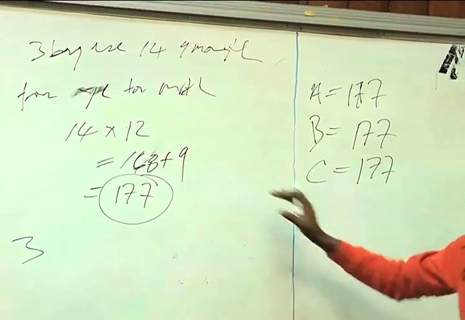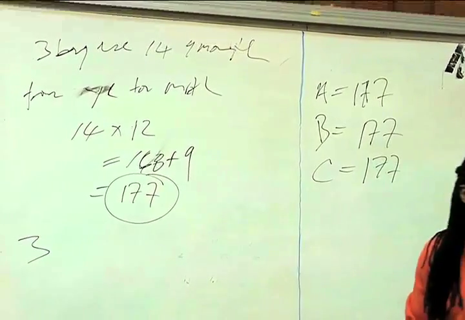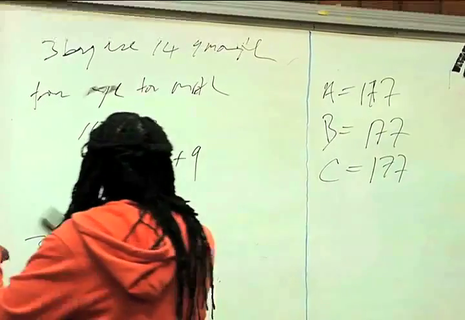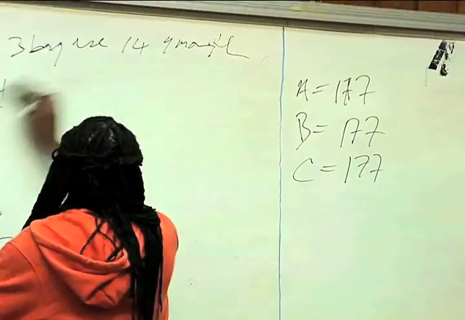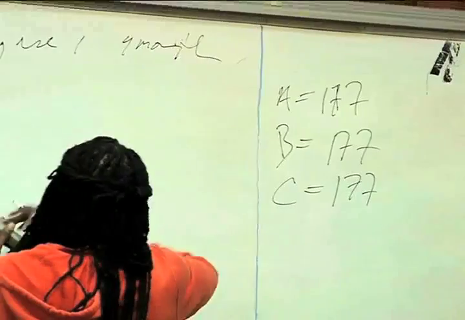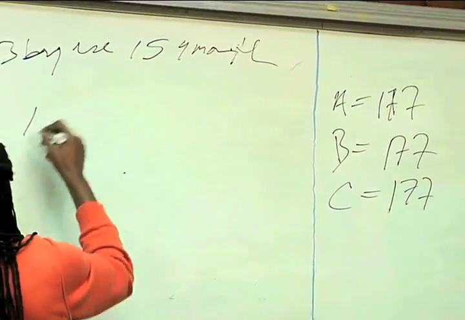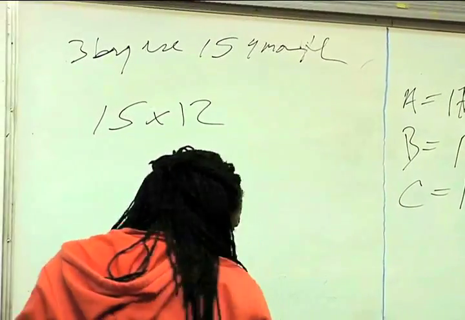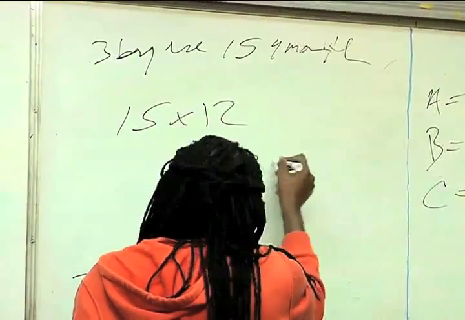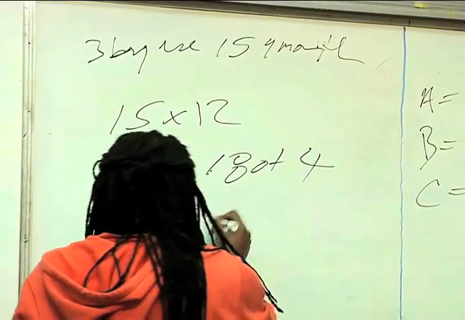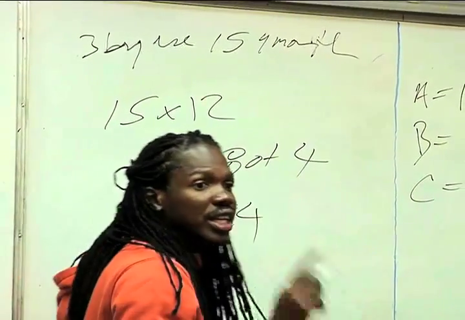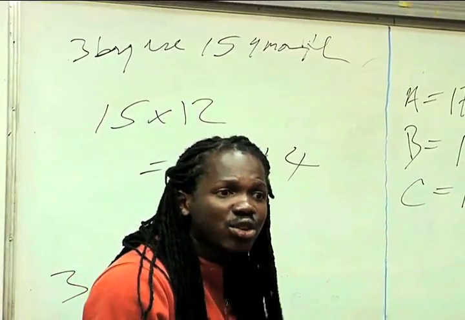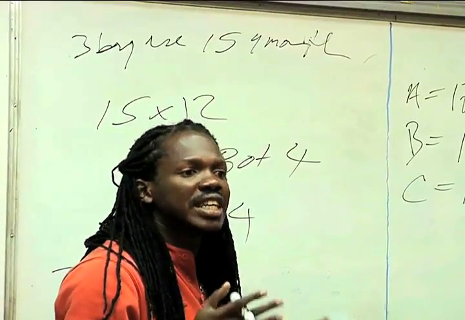Now, what do they say about the other boys? The other 4 boys are 15 years and 4 months. So what we have to do? 15 times 12 is 180 months, plus 4, 184 months. So each boy in the second grouping is 184 months.